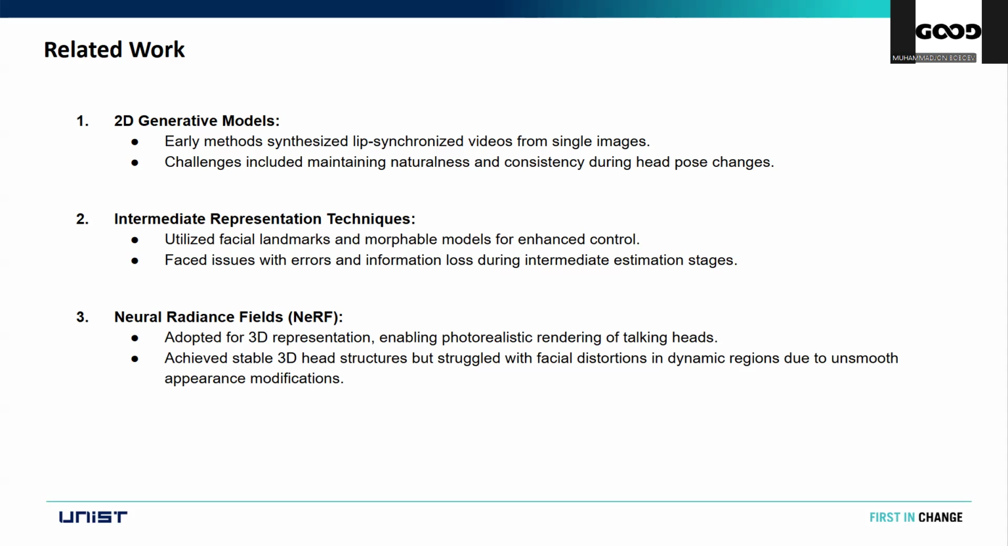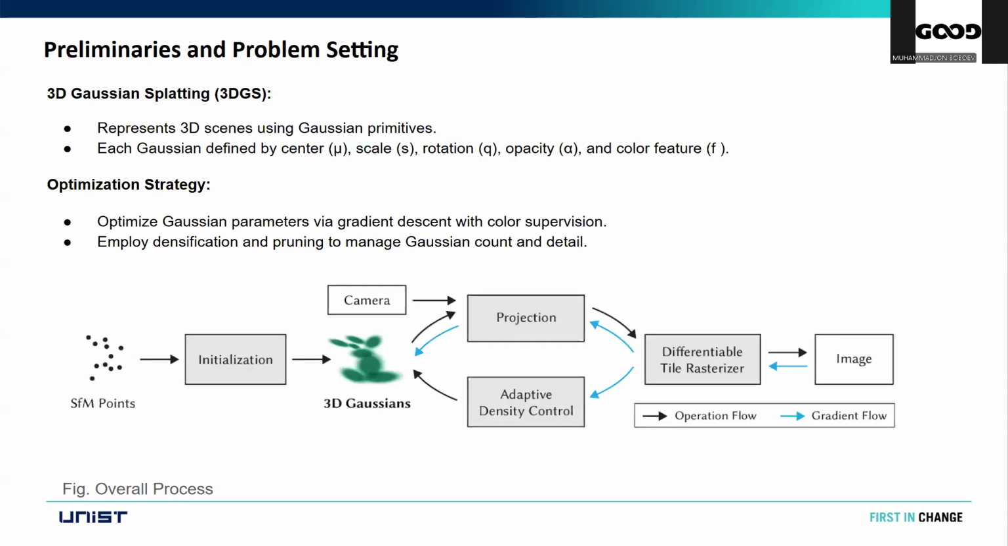Nowadays, people use NeRF because it's very good at representing 3D information and also rendering talking heads. But one of the problems with NeRF is facial distortion: it doesn't really capture the dynamic region due to unsmooth appearance modification. I will add a little more information later about why this is happening, but NeRF cannot fully capture the appearance change because the color and the density might jump in the middle of the sequence. So there is a problem with this approach.